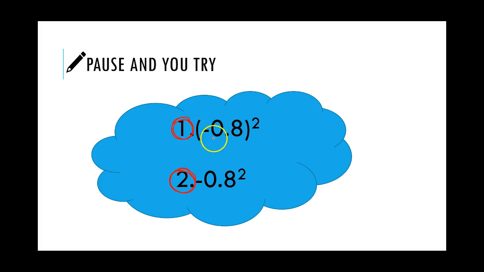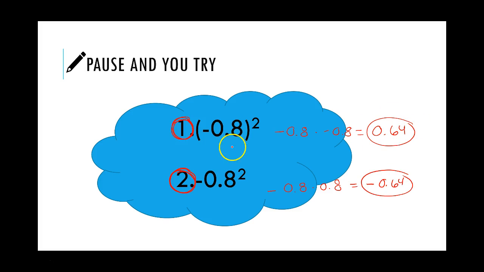So for this one, here we have parentheses, so that means everything in the parentheses has to go twice. Whereas this one, we don't have parentheses, so only the 0.8 goes twice. The negative stays out front. So this one should have yielded you a positive 0.64. This one would have yielded you a negative 0.64. Okay, again, the difference was the first one had parentheses, the second one did not.